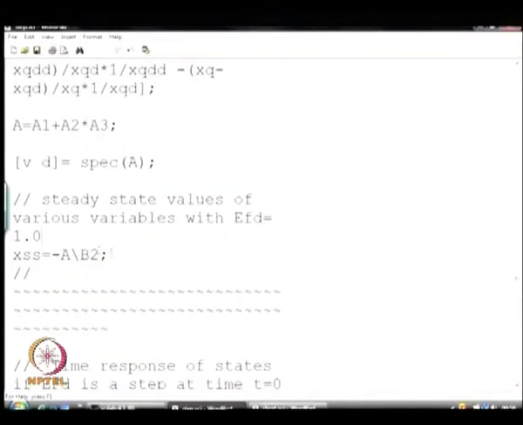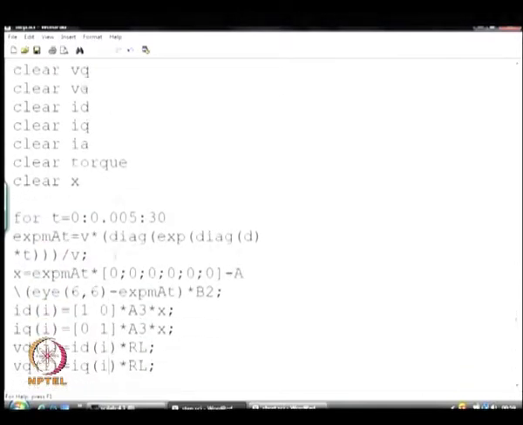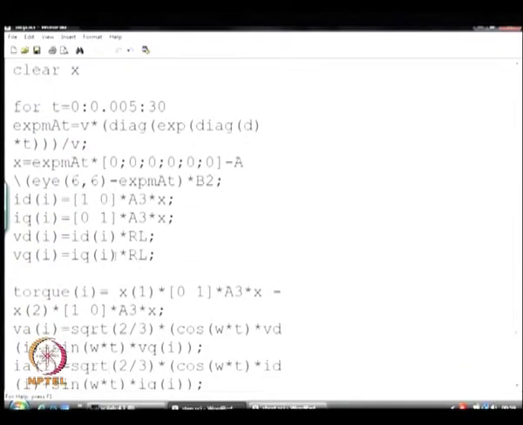Of course, the steady state values are something which we would like to know, but the main aim of the study is to obtain the transient behavior of the machine. Now, to obtain the transient behavior of a machine, you do not actually have to simulate the system.